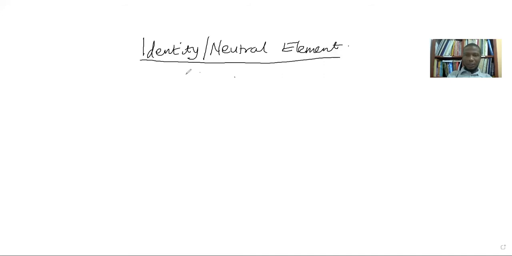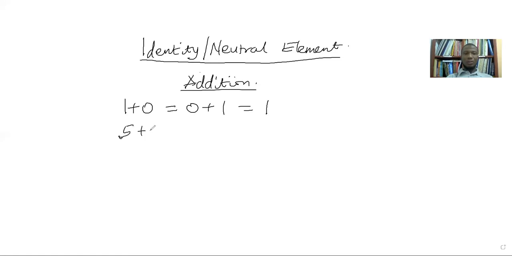Let's first take the operation addition. For addition, we take a number like 0. 1 plus 0 is the same as 0 plus 1, and both give us the answer 1. Also, 5 plus 0 is the same as 0 plus 5, and that gives us 5.